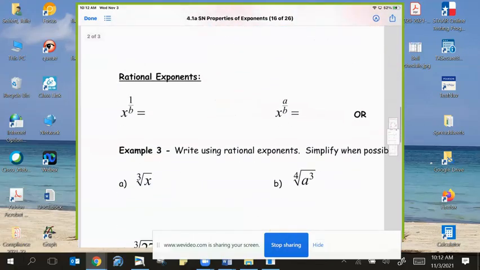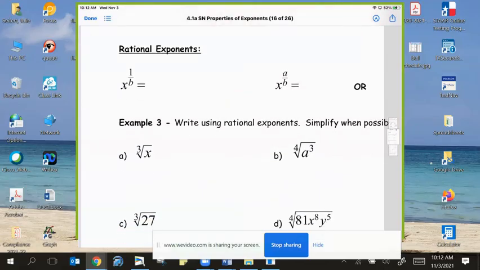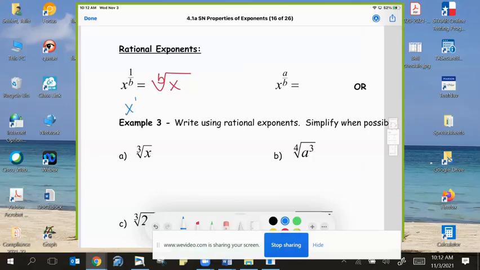Now, another little section here on rational exponents. Rational meaning can be written as a fraction. Rational exponents and radicals, roots, square roots, cube roots, go together. So x to the power of 1 over b is the same as the b root of x. Meaning x to the 1/2 power is the square root of x, but we don't usually write the 2 when we mean a square root.